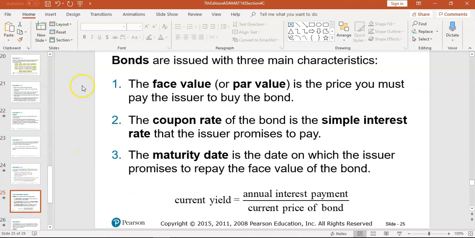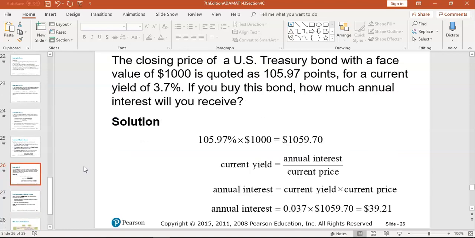Bonds, there's that face value, or what you have to pay the issuer for the bond. The coupon rate, that's what you're going to get paid interest on. And the maturity date, that's when you're going to be able to get all of your money back. And the yield is the annual interest payment, so just the annual interest payment for that one year divided by the current price of the bond.